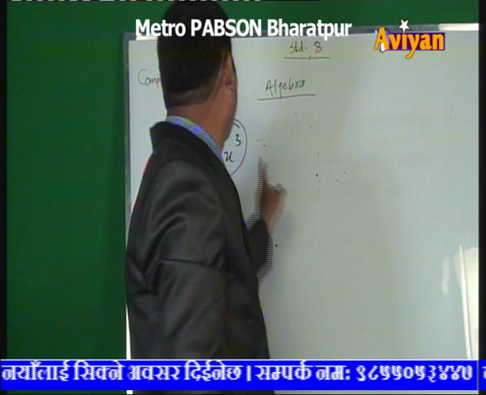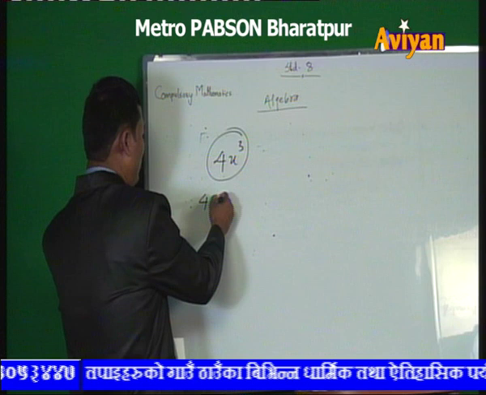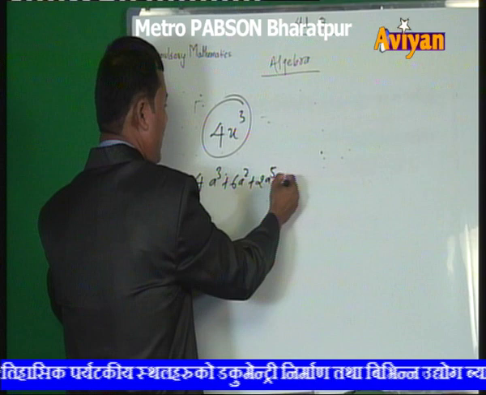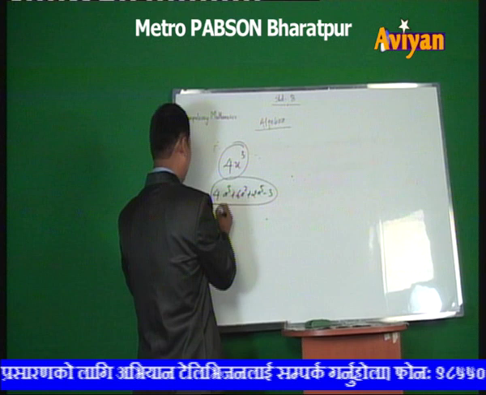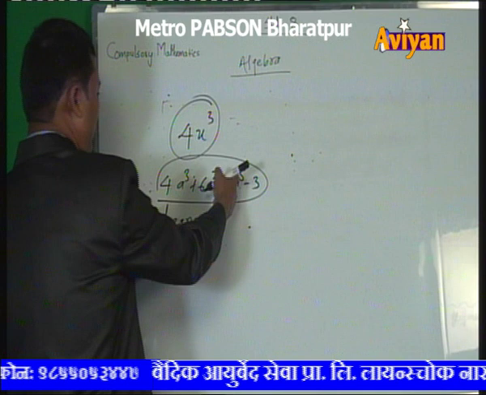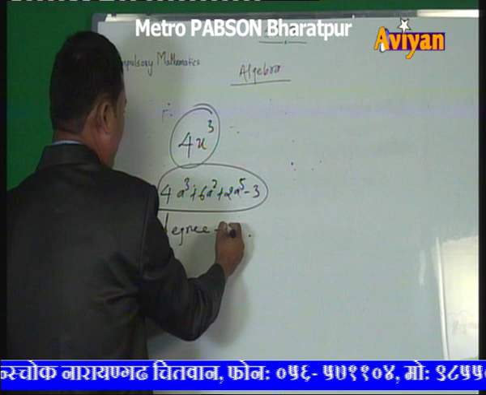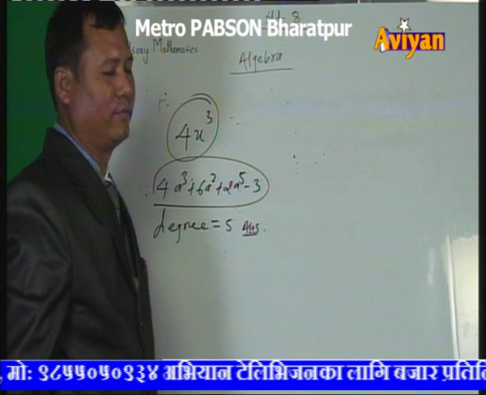Another example also please: 4a cube plus 6a square plus 2a to the power 5 minus 3. What is its degree? What is the highest power? Its highest power is 5, so its degree is 5. It is the required answer. Everybody clear or not?